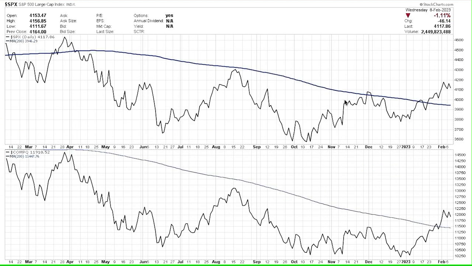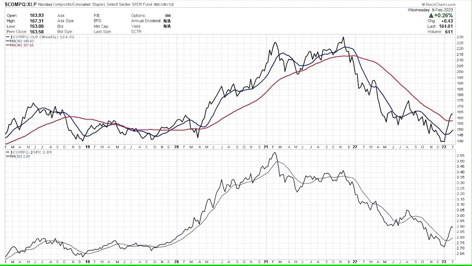Now you can see here, just looking at the 200-day moving average, the S&P is doing fine. We've got an uptrend going here. Hopefully it lasts. NASDAQ, same thing. We've got an uptrend above the 200-day moving average. Looks good. Aggression index, we're above both moving averages.